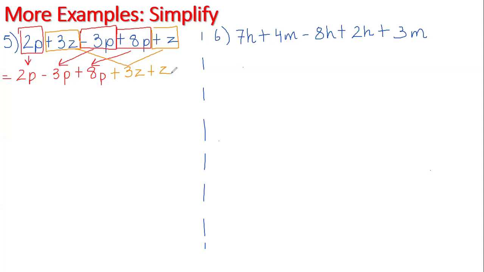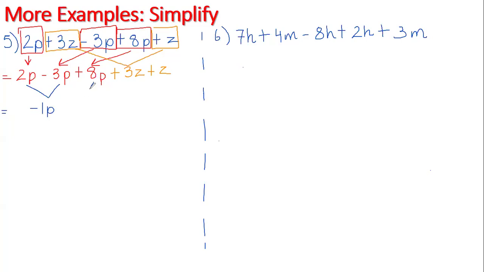Plus z, right? Plus z. That makes sense? Yes, sir. Good. Next, what are we going to do? What is 2p minus 3p? Negative 1p, not 1p. Negative 1p. Jeremiah, you understand that? Yes, sir. Negative 1p.